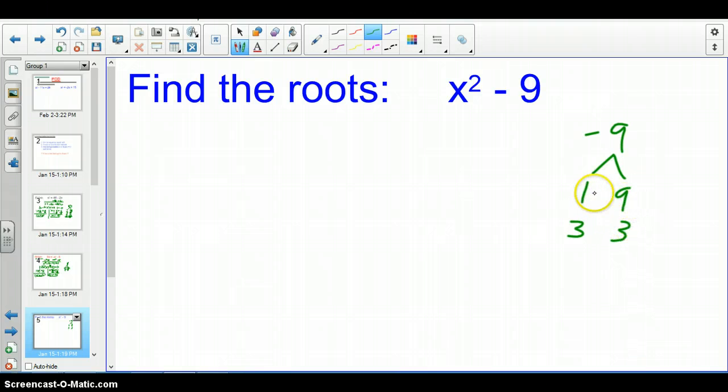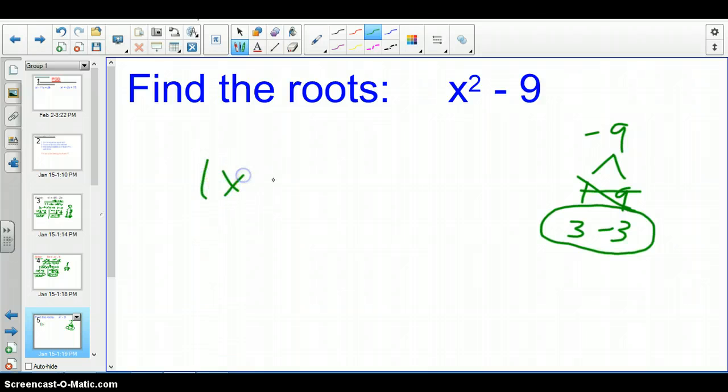So 1 and 9 cannot get a 0 in any way, so we can cross out those. So we're going to look at 3 and 3. Well, how can 3 and 3 multiply to negative 9 and when added gets us 0? Well, you just make one of them negative. So we have x plus 3 and x minus 3.